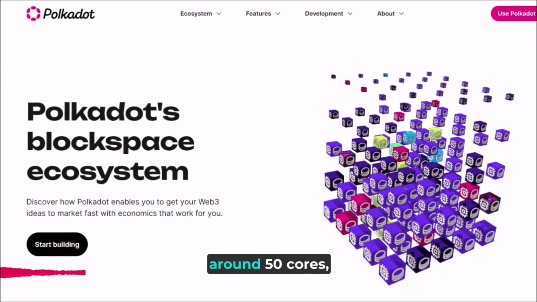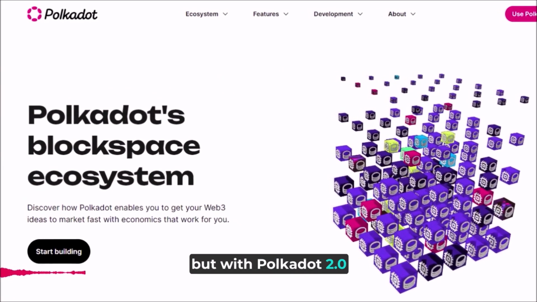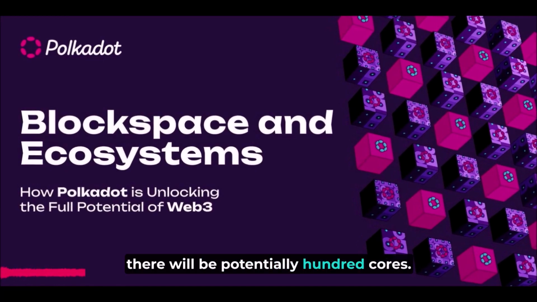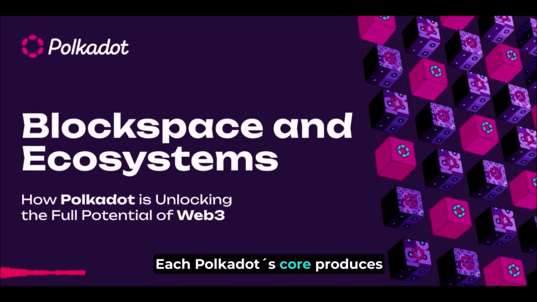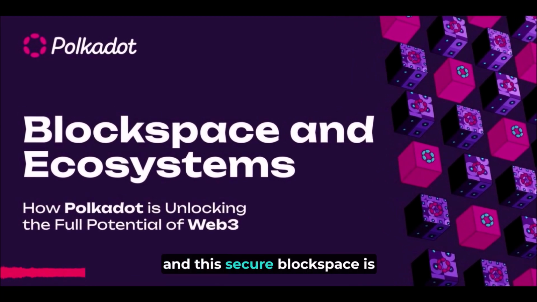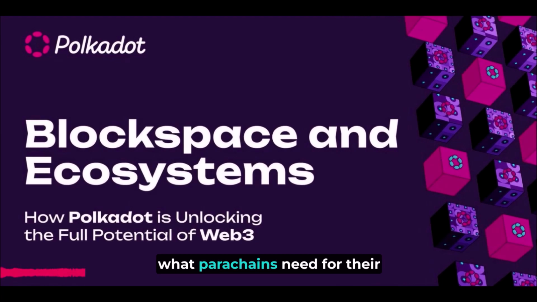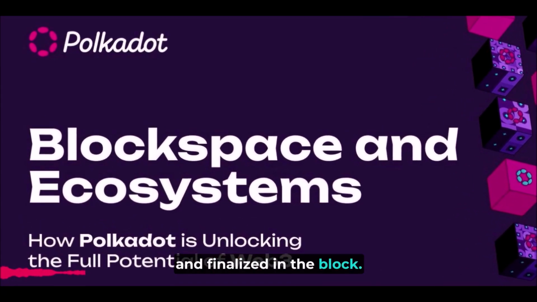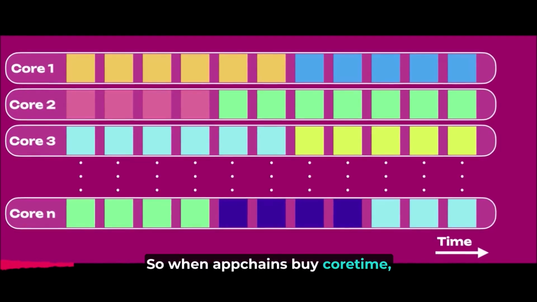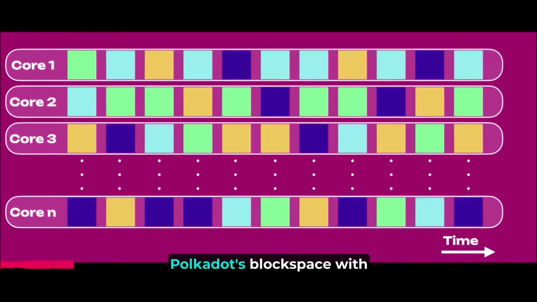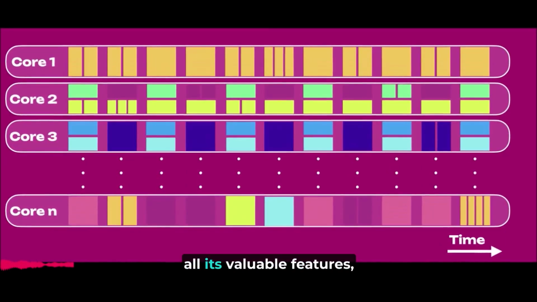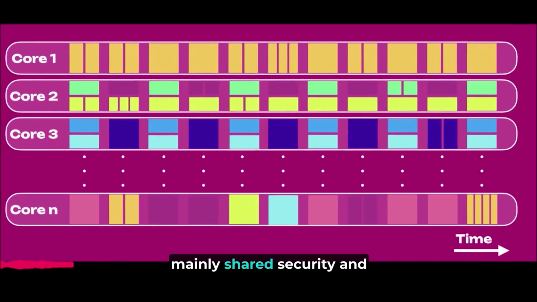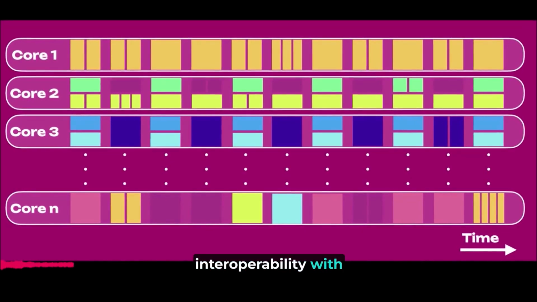Polkadot currently has around 50 cores, but with Polkadot 2.0 there will potentially be hundreds of cores. Each Polkadot core produces Blockspace, and this secure Blockspace is what parachains need for their transactions to be executed and finalized in the block. So when app chains buy Coretime, they are buying the right to use Polkadot's Blockspace with all its valuable features, mainly shared security and interoperability with other app chains.